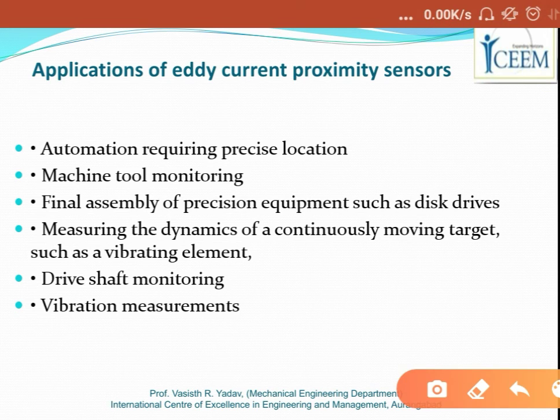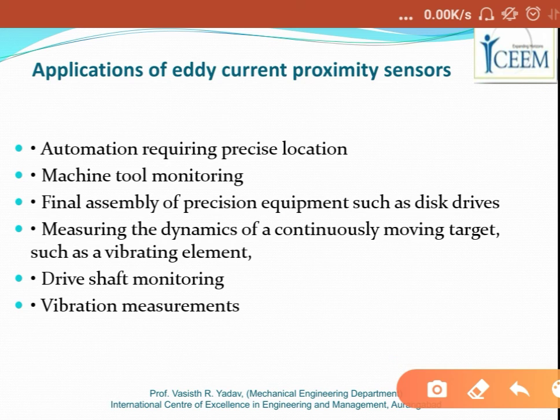Some of the applications of eddy current proximity sensors are automation, where precise location is required. Then these types of sensors are also utilized in machine tool monitoring. Again, they can be utilized in final assembly of precision equipment such as disk drives. They are also used in measuring the dynamics of continuously moving targets such as vibrating elements. They are used for drive shaft monitoring, and finally they are also utilized for vibration measurements.